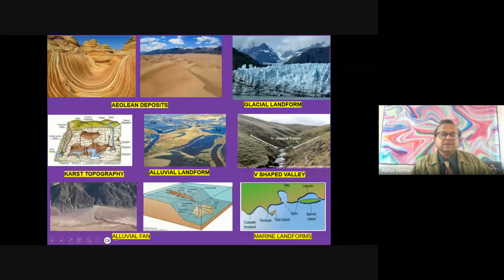Now here you can see, I'm trying to explain. These are aeolian deposits, meaning they are made by the action of wind. Now you can see dunes here. This structure has a definite pattern. Here you can see the wind direction. Wind is coming from here and depositing here.